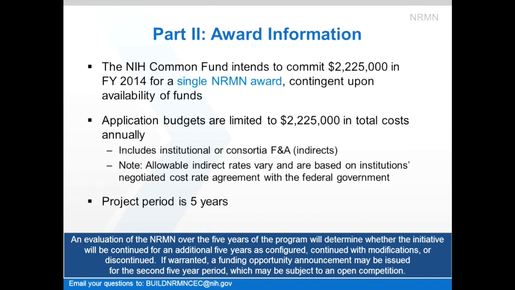The NIH Common Fund intends to commit $2,225,000 in FY14 for a single NRMN award, and that is contingent upon availability of funds. Application budgets are limited to the same amount in total costs annually, which does include institutional or consortia F&A, also known as indirects. Please note that we do recognize that allowable indirect rates vary and are based on institutions' negotiated cost rate agreement with the federal government. Importantly, the project period is 5 years.